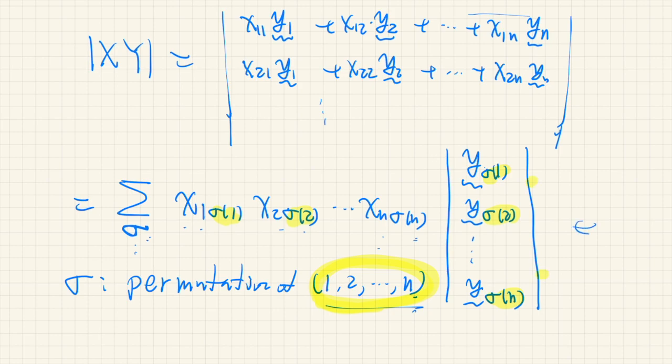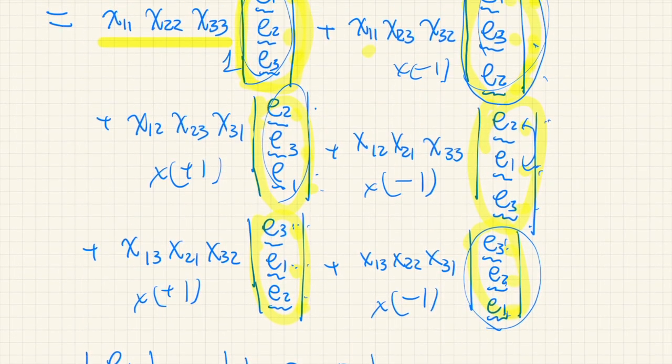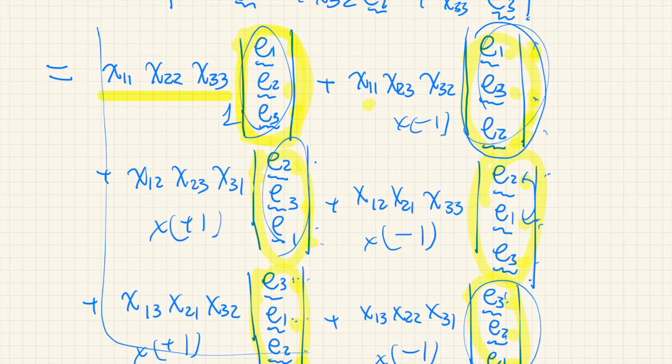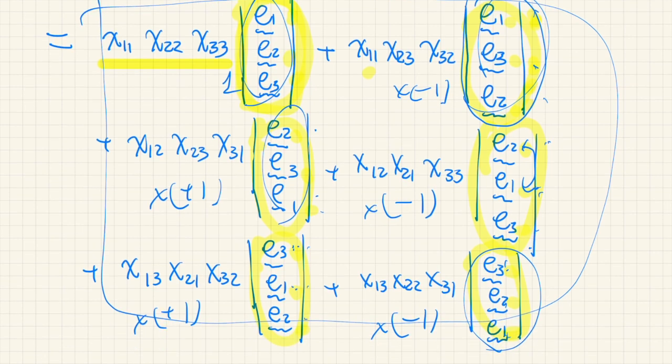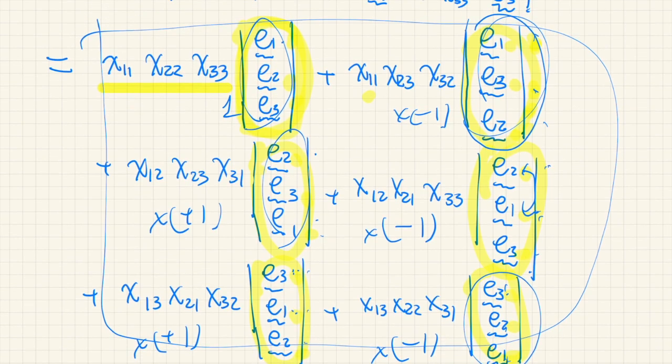So this summation is exactly like the summation we obtained here for the 3 by 3 case. The permutation is like this. In this case, permutation sigma 1 is 1, sigma 2 is 2, sigma 3 is 3. In this case, sigma 1 is 1, sigma 2 is 3, sigma 3 is 2. So sigma is a permutation of these numbers.